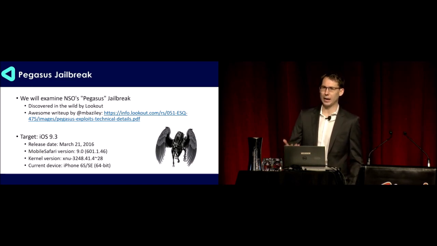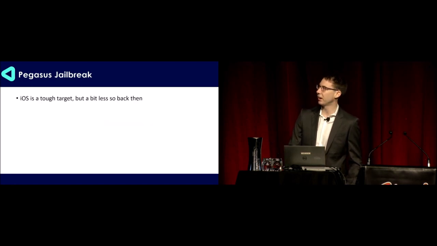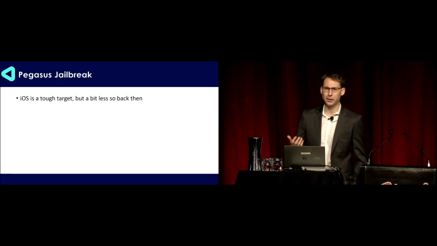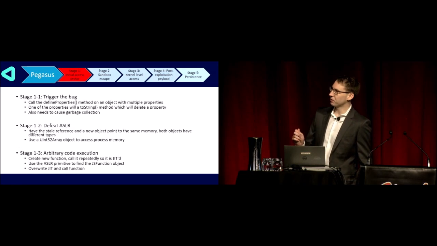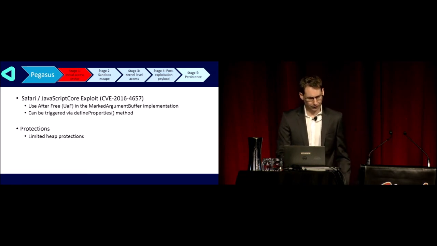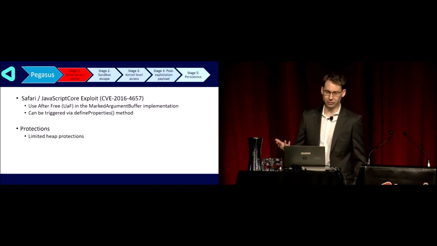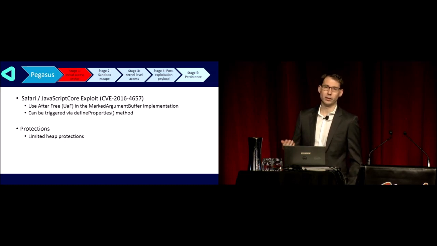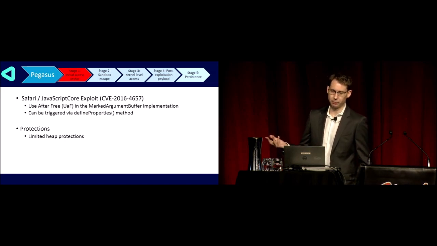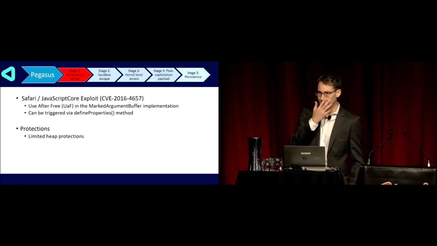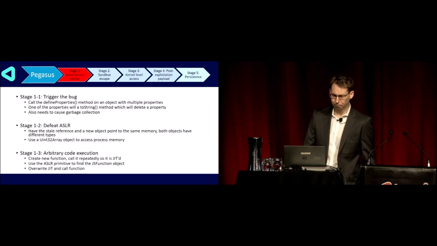But I just wanted to show you how they follow the typical structure of the jailbreak, like we talked about in the previous section. So iOS was a tough target, but not quite as tough back then. Their first vulnerability was a JavaScriptCore exploit, exploiting the JavaScript engine, a use after free in something called the marked argument buffer implementation. This was triggered by JavaScript, and there were limited heap protections to work around, but the bulletproof JIT hardening didn't exist yet at the time, so they didn't need to worry about that.